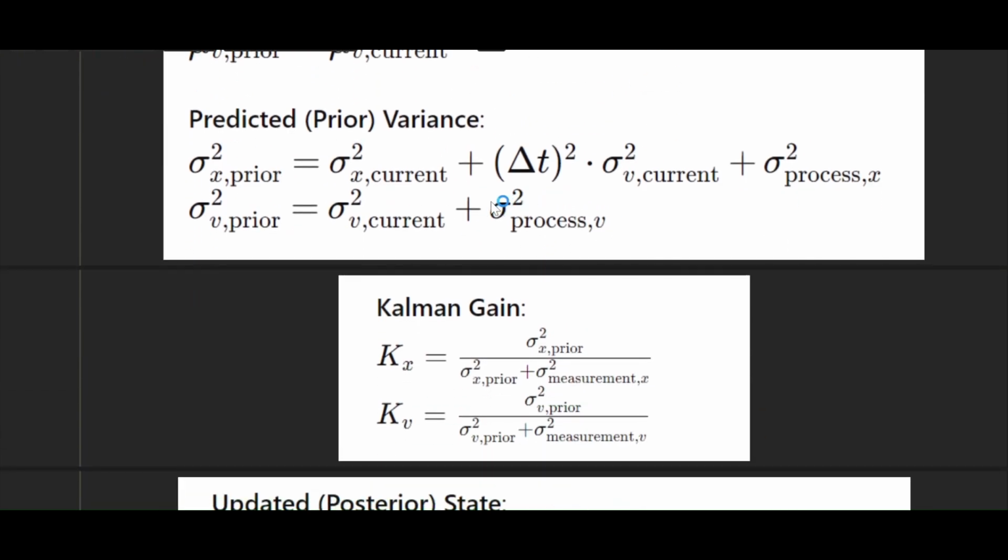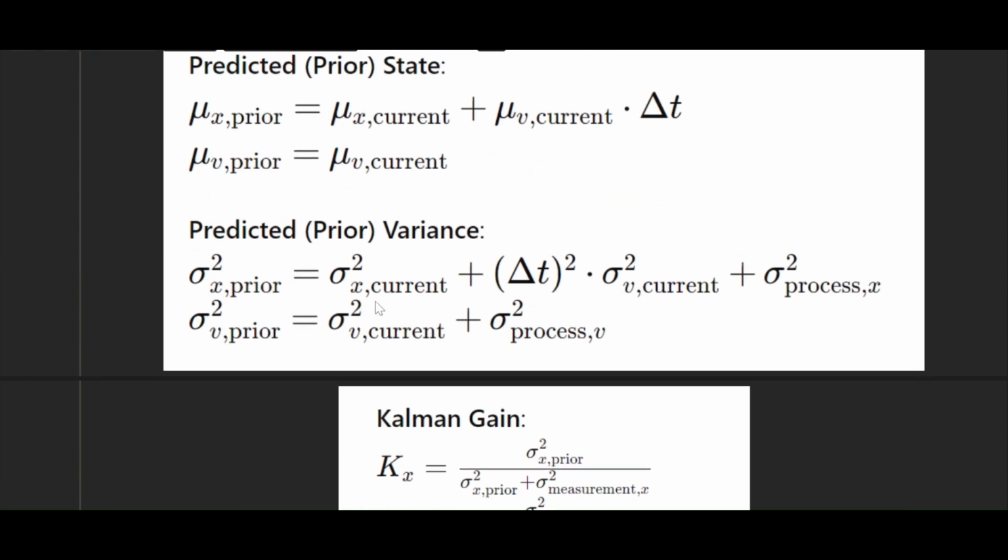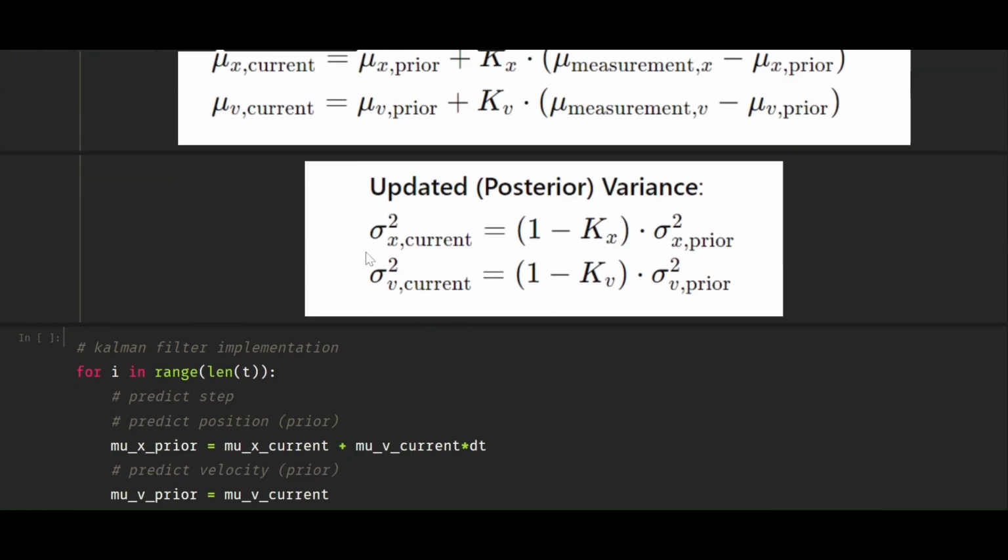And then also we have a process noise in the velocity channel, which is represented by this. So I add both of them. These two equations combined together make the predict step. So let's first see how it is implemented in the Kalman filter.